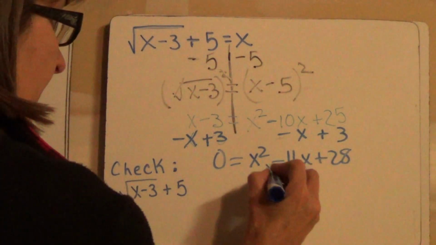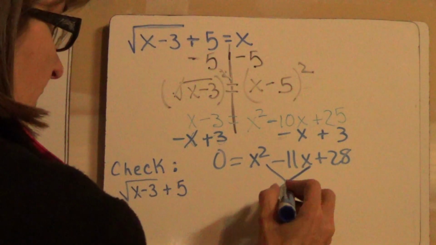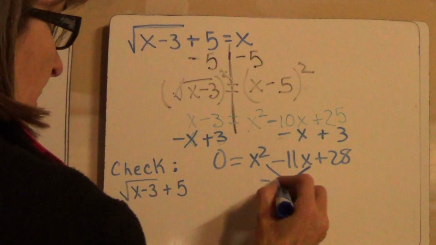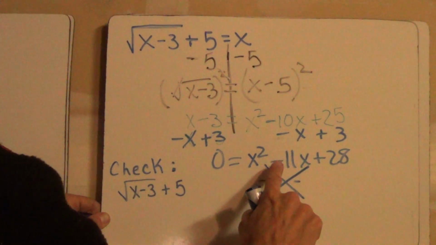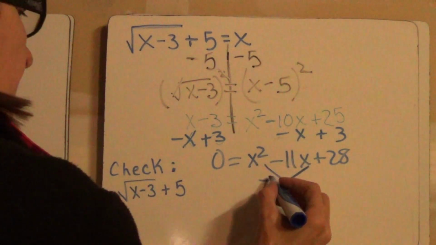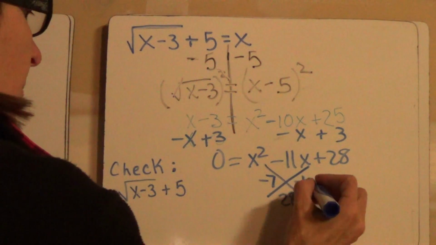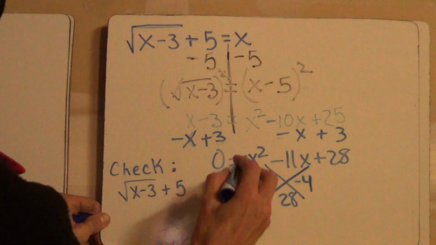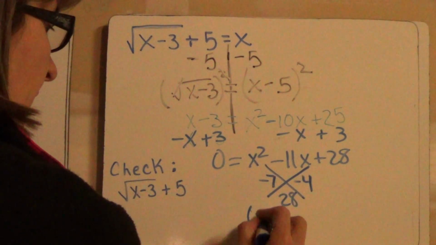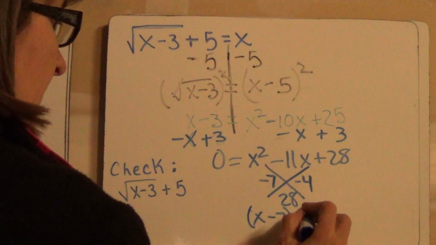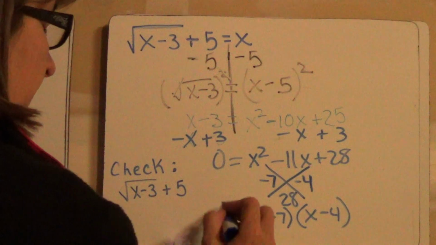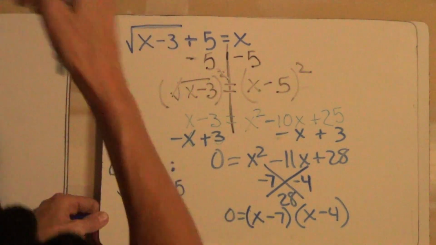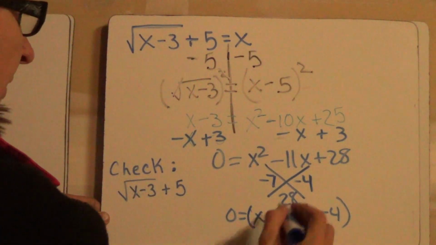I'll go ahead and play the x game for you guys that haven't been in my classes. 28, that has to be both negative to make this positive. And the only two factors that we can think of is 7 and 4. Since this is a 1, we can go straight to our answer. x minus 7 times x minus 4 equals 0. Now we have to find what x would be. We set each of these to 0.